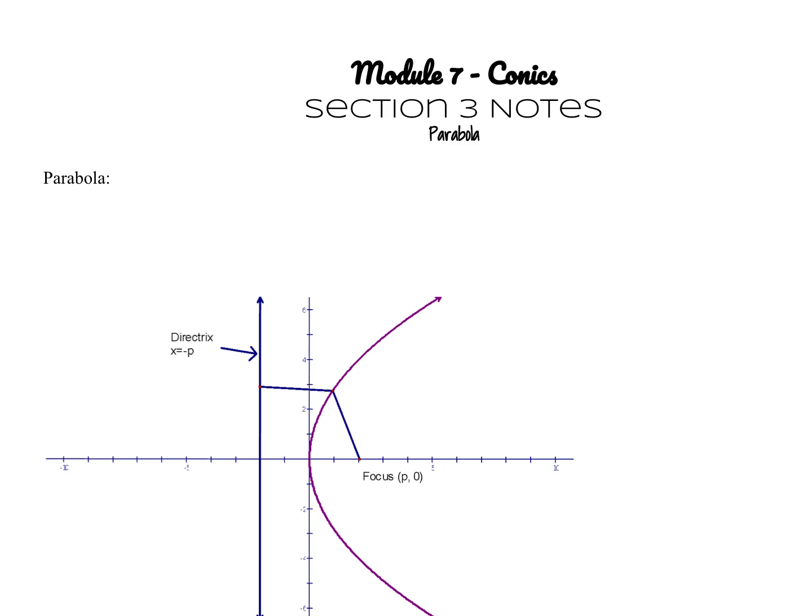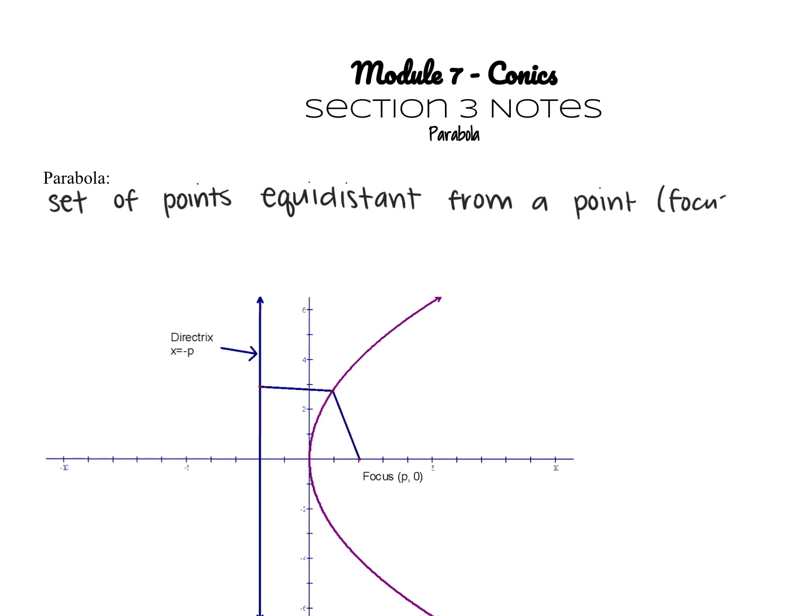So a parabola is the set of points equidistant, which means the same distance, from a point that is called the focus and a line which is called the directrix.